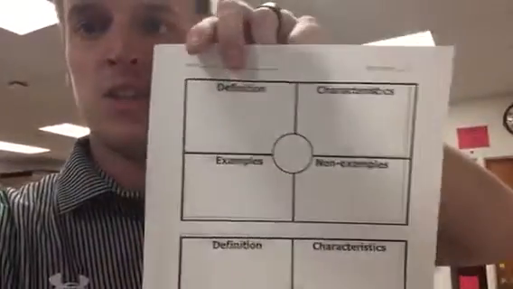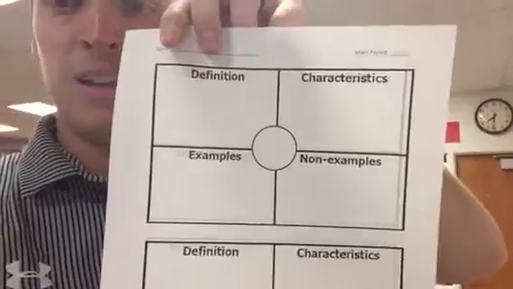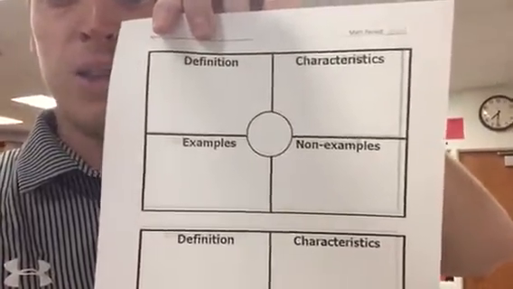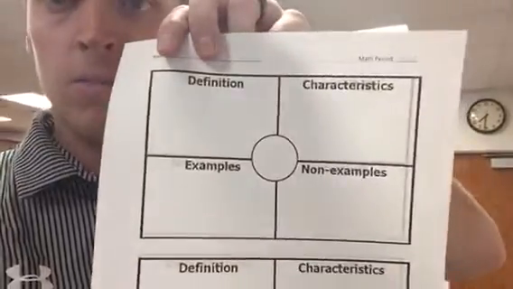So just listen closely. First and foremost, you're going to fill out a vocabulary sheet, just like this one. Okay, we've done this before. Reminder here on this, you need your own definition, your own words, characteristics, as many as you can list, 3 examples and 3 non-examples. And then you're going to fill it out for the word probability.